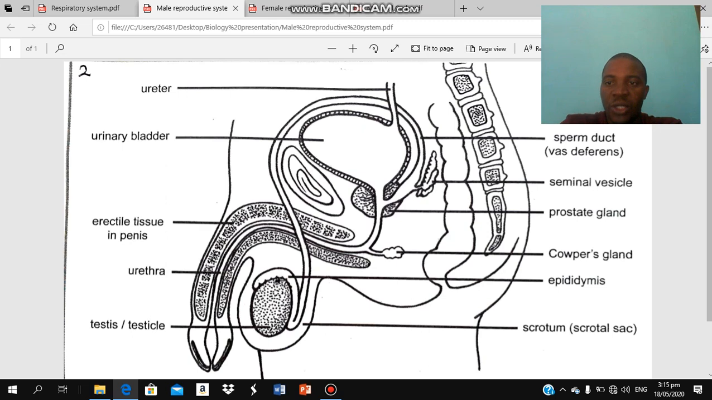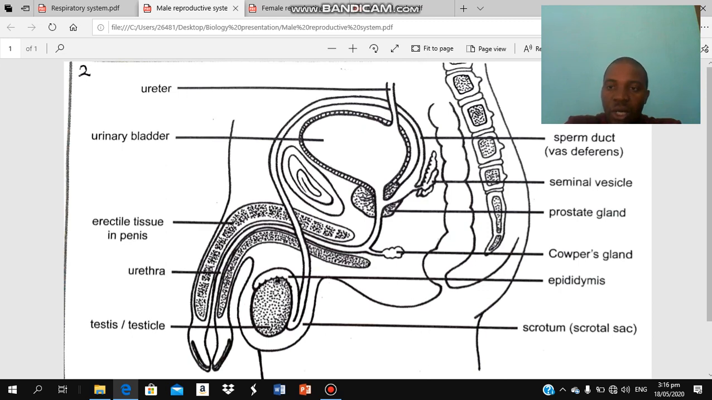Why do we say it is sexual reproduction? Because it involves two parents, a male parent and a female parent. Now, what is the role of the male parent? The male parent produces the sperm cells, and the function of the sperm cell is to fertilize the egg cell.